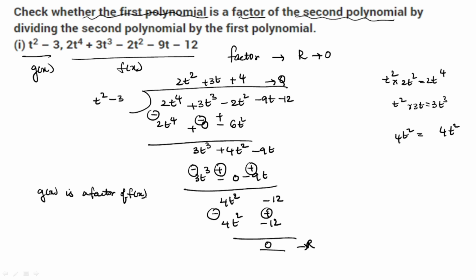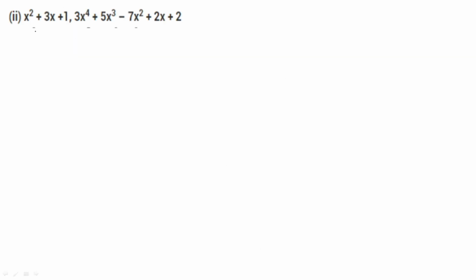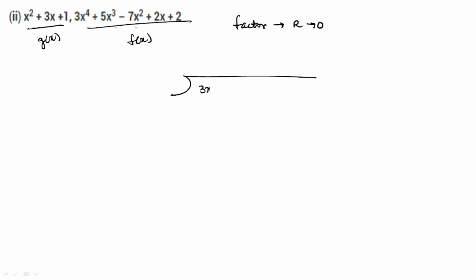So let's look at the next question. So we will take it as g of x and this as f of x. We know the relation that if it is a factor, the remainder is supposed to be 0. Now considering with the division, it is 3x power 4 plus 5x cube minus 7x square plus 2x plus 2 is the dividend, and the divisor is x square plus 3x plus 1.